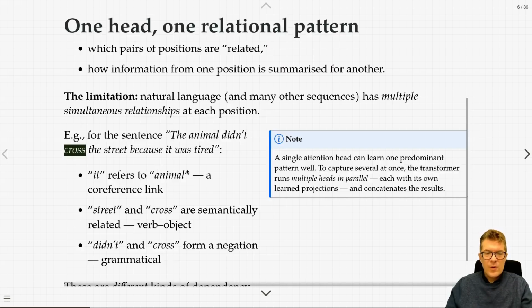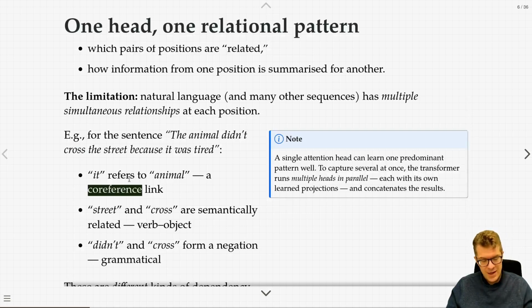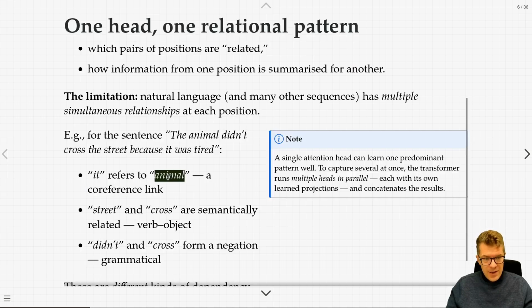So for a particular attention that wants to link together these entities, we call this a coreference link. Coreference was literally the first task I ever worked on as an AI researcher in my first year of undergrad. Regardless, "it" refers to "animal," and we want one attention mechanism to draw a strong link between the position for "animal" and the position for "it."